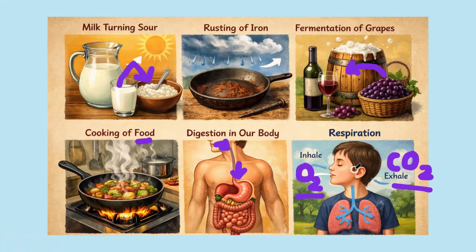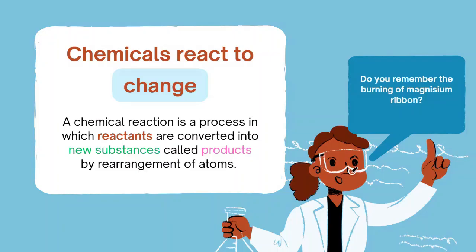So what is happening in all these activities is that a new substance is getting formed after the process, and such a process is called a chemical reaction. So let's see how we define it. A chemical reaction is a process in which reactants are converted into new substances which are called products, right?